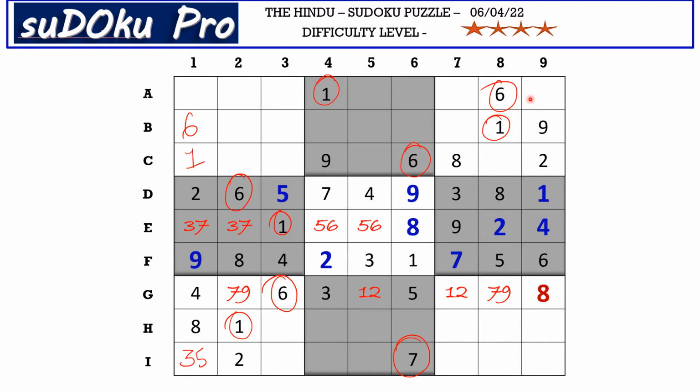Now in ninth column also you have 3 missing numbers, 3, 5 and 7, similar to column 1. And here in I row you have 7 blocking here, so I9 takes 3, 5 and that becomes a complementary pair. Now we can try to fill I row.